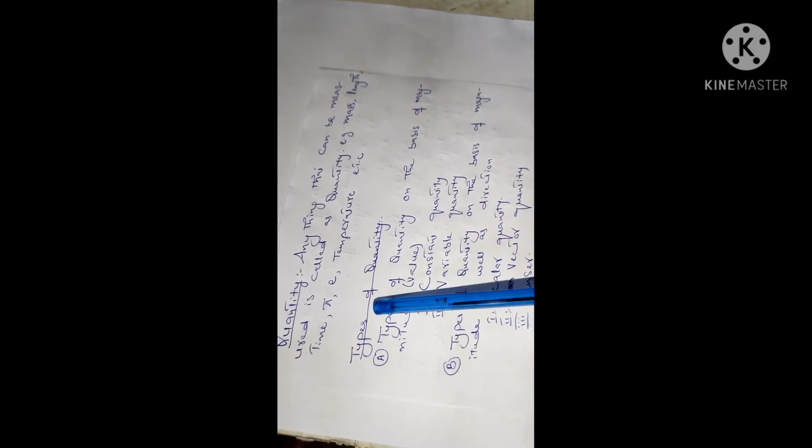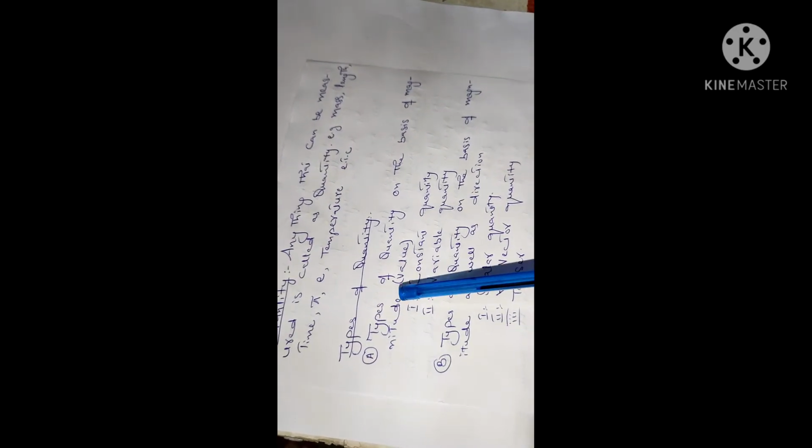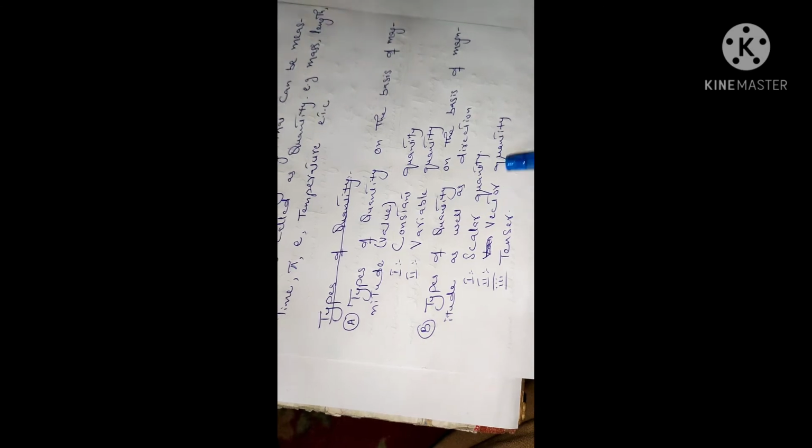Now let's move to the types of quantities. Here are five important types of quantities. First two are on the basis of magnitude, and next three are on the basis of magnitude as well as direction. On the basis of magnitude, the first one is constant quantity, the next one is variable quantity. Then on the basis of magnitude as well as direction, we have these three important types: scalar quantity, vector quantity, and tensor. So in general we can say there are five important types of quantities: constant quantity, variable quantity, scalar quantity, vector quantity, and tensor.